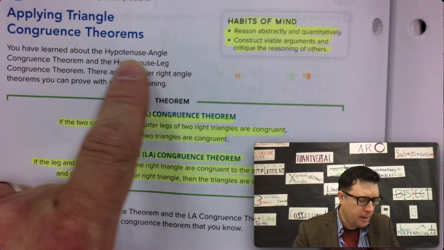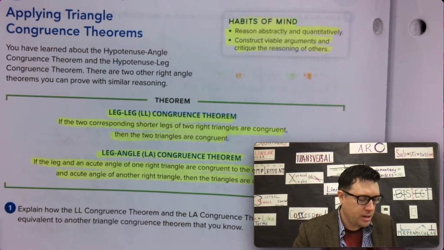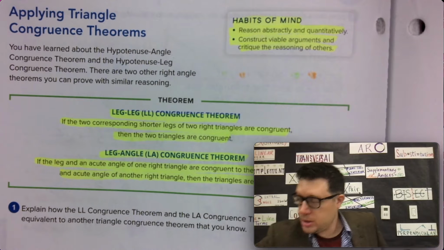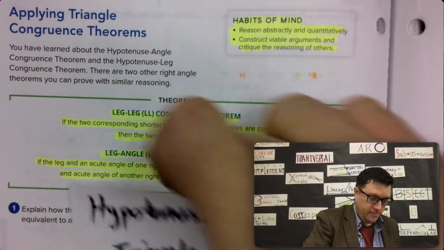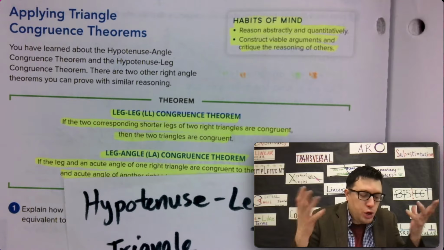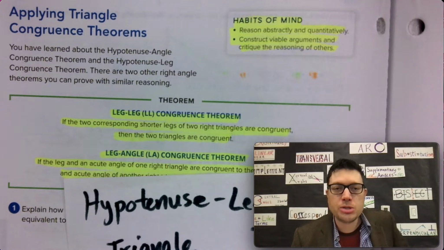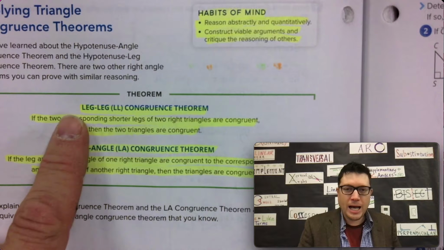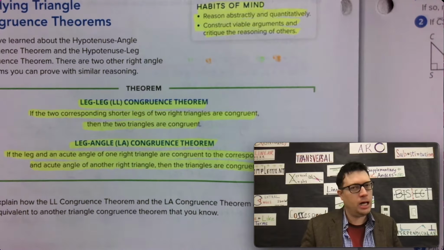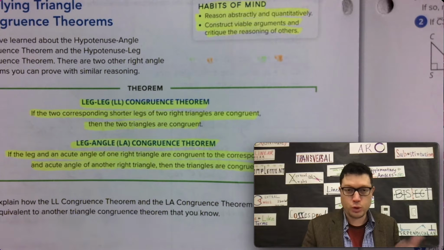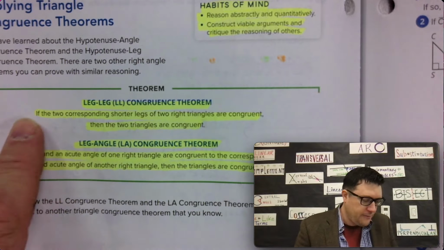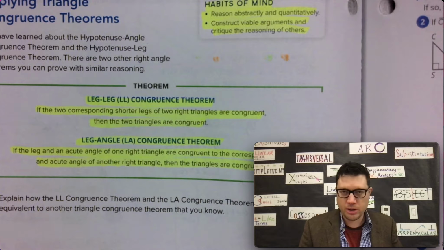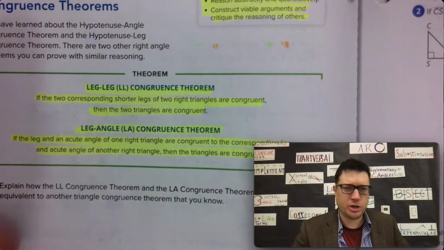You have learned about the hypotenuse angle congruence theorem and the hypotenuse leg congruence theorem. They should be note cards that you've already created, right? There are two other right triangle theorems that you can use to prove they have very similar reasoning. The first one says leg-leg congruence theorem, or LL for short, right? We have SAS for short, so here's LL. If two corresponding shorter legs of right triangles are congruent, then the two triangles are congruent. I'll show you the picture in a second.